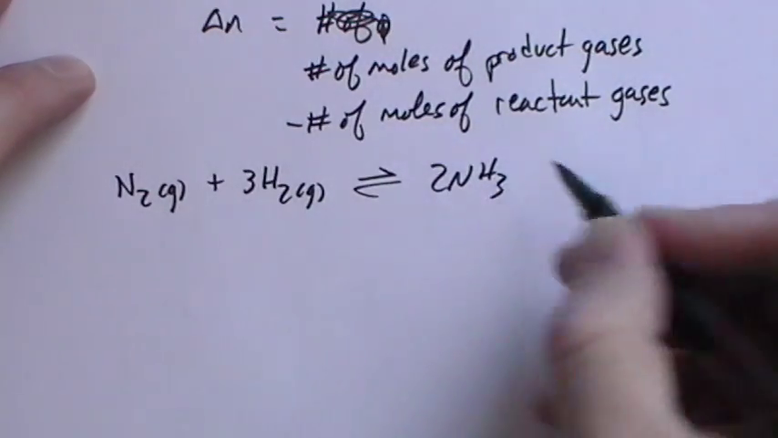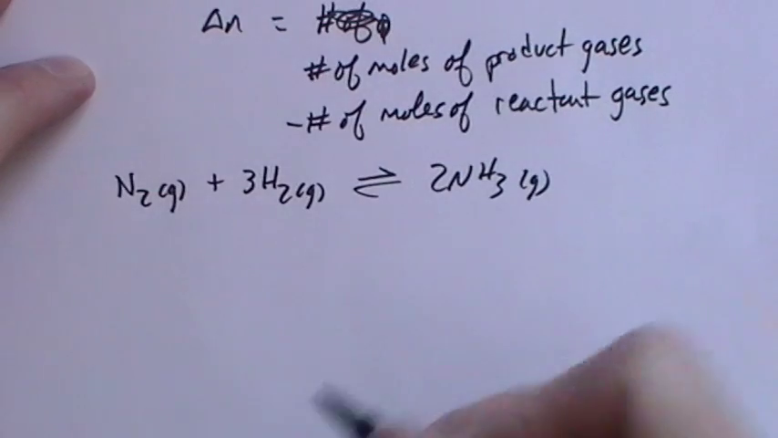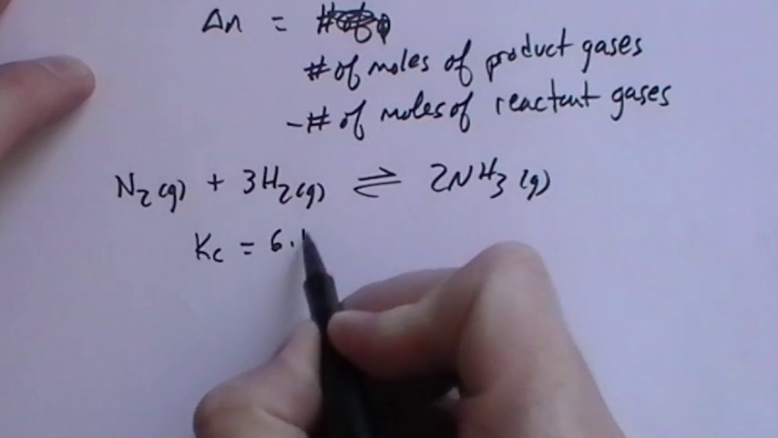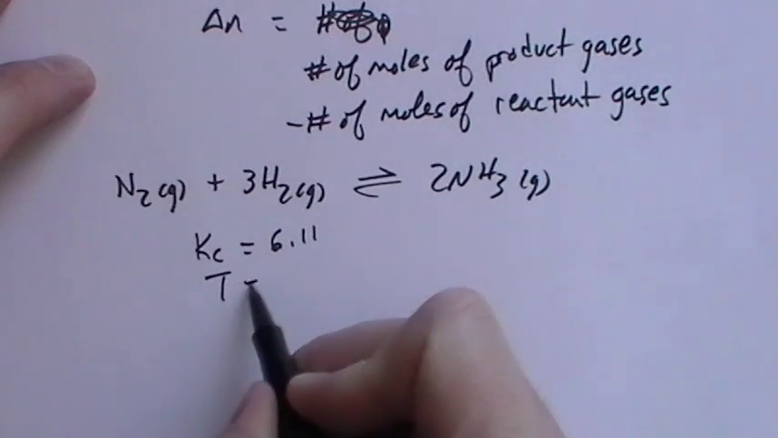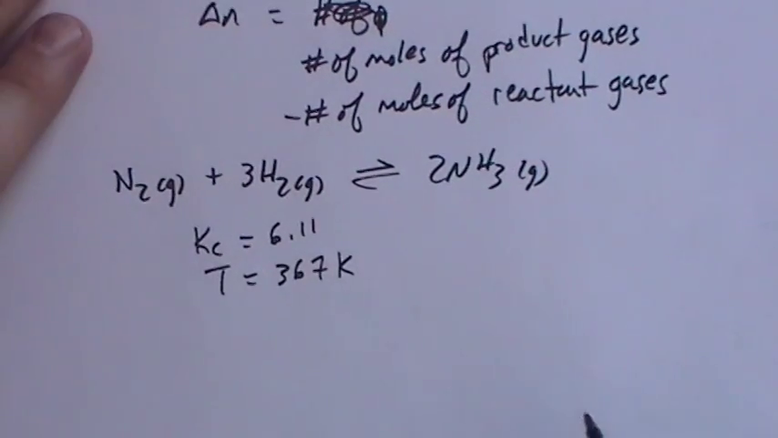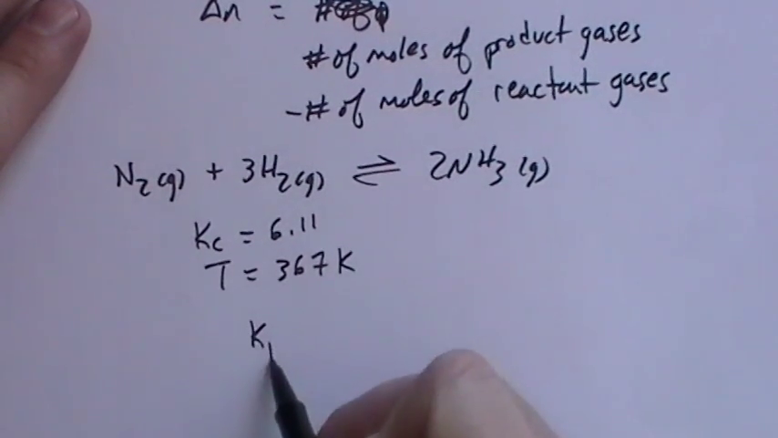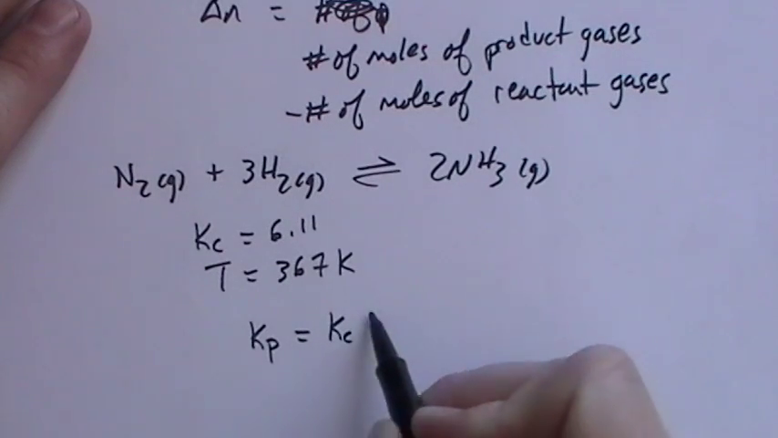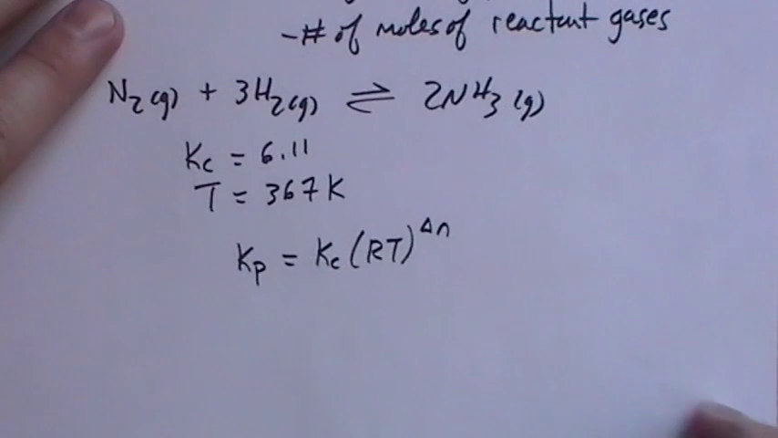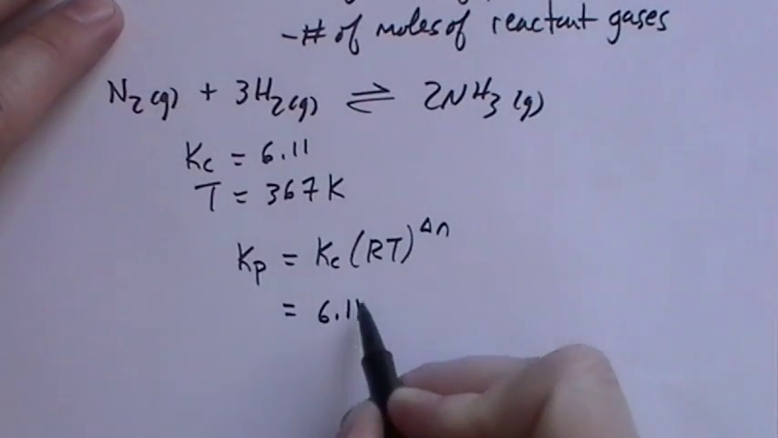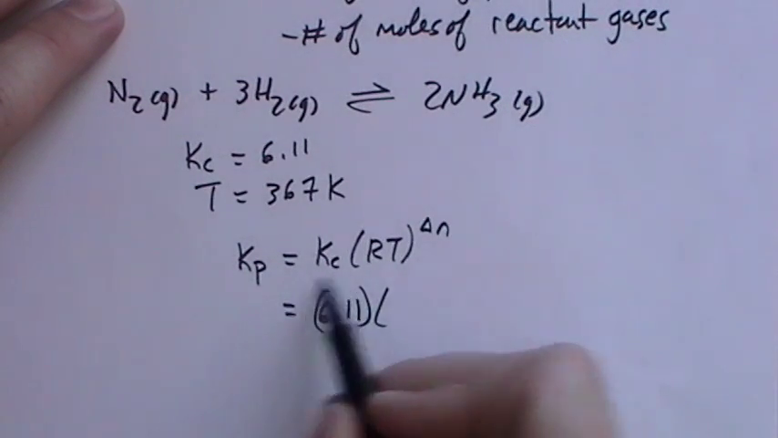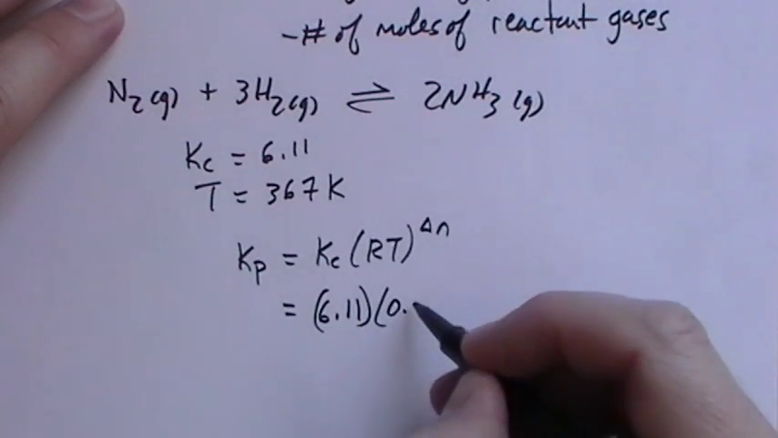Now note we have T in there, so we need to have a temperature, and they told us what it is above. They say Kc is 6.11. The temperature is 367 Kelvin. If it's in Celsius, you have to change it to Kelvin. And then our Kp is equal to Kc, let me just rewrite this again, times RT to the delta n. Kc is given, and that's how it's going to work. You'll be given that value. You could also be given Kp and solve for Kc, but this is usually how we go.